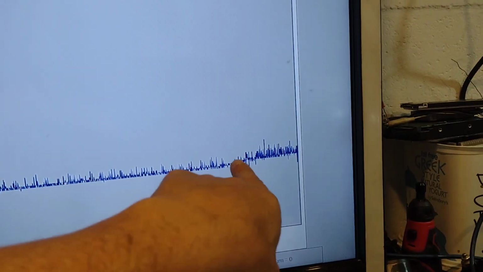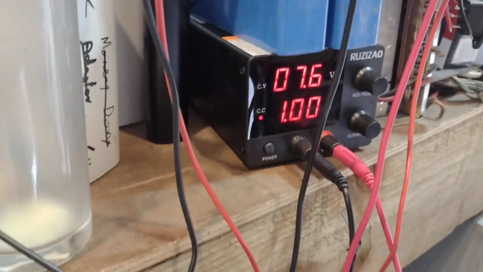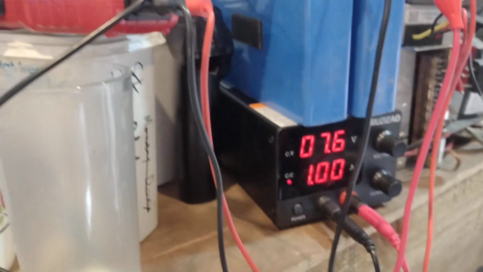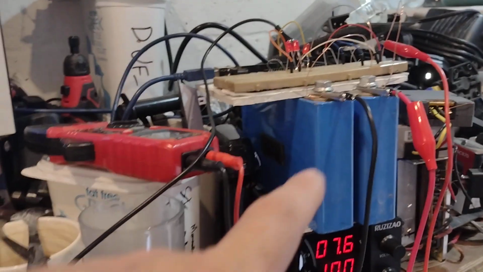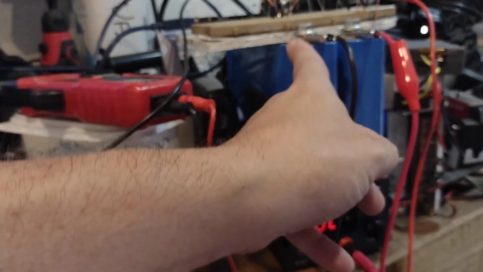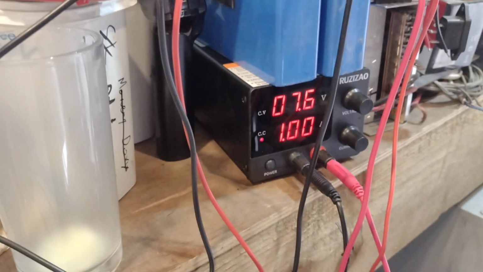So, yeah, you can see this charge being added. It's obviously on 7.6 right now, and it's being charged. It's charged at 1 amp. These are 40 amp hour, I believe, cells. So to go from flat to full at 1 amp would be 40 hours in theory.